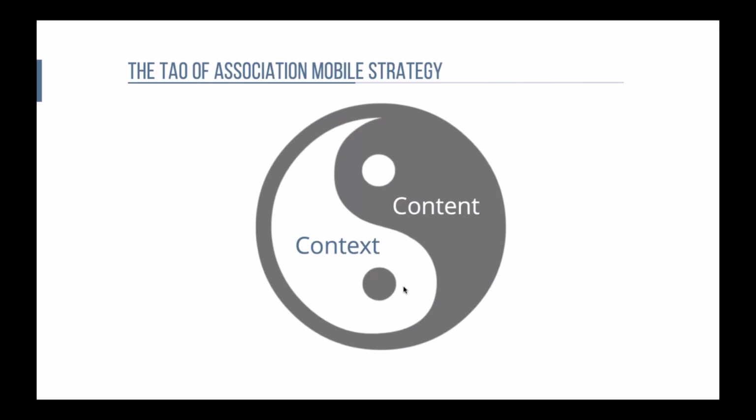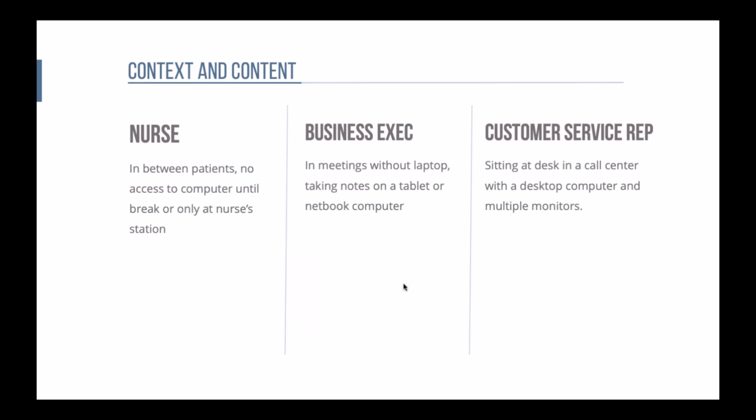So you might be saying, okay, well, how do I put this together? Well, I call it the Tao of association mobile strategy. We have to think about the right content in the right context of what's going on and what they need. So think about this. You may have a nurse, and I've seen this in clinical settings, where they're checking between patients. They don't have time to run back to the nurse's station. They're just going to reach into their purse, and they're going to look something up on their phone.